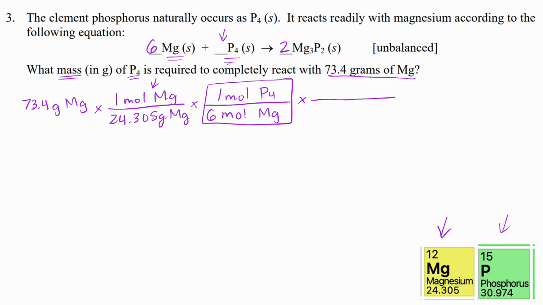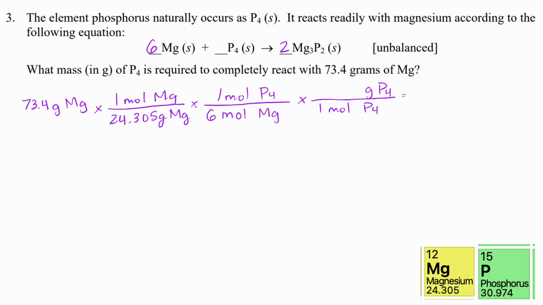So I know in 1 mole of P4, that's going to be equal to the molar mass of P4. Now here, it's not just 1 phosphorus, it's 4 of them. So I need to take my 30.974 and multiply that by 4. And that gives me a molar mass for P4 of 123.896 grams. Now, if you want to check your units, we can see our grams of magnesium is gone, our moles of magnesium is gone, and our moles of P4 is gone, and all we're left with is grams of P4, which is exactly what it's asking for.